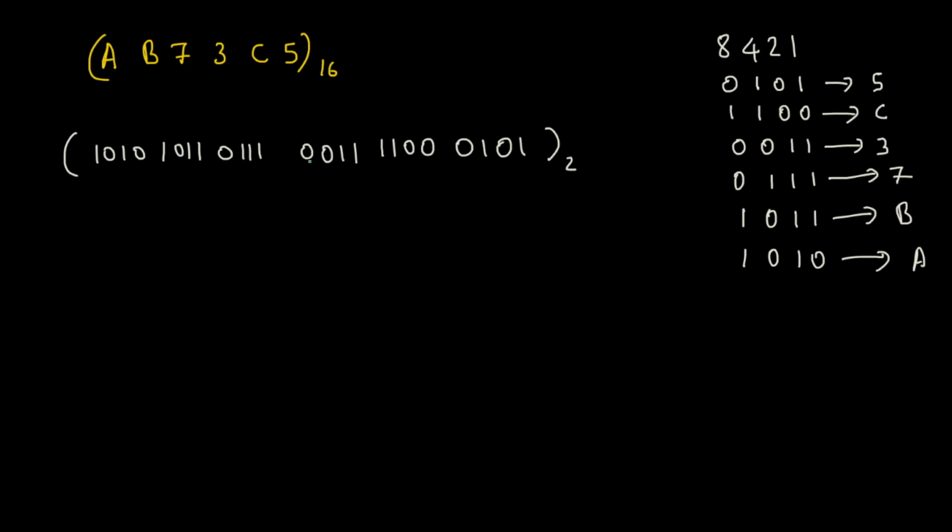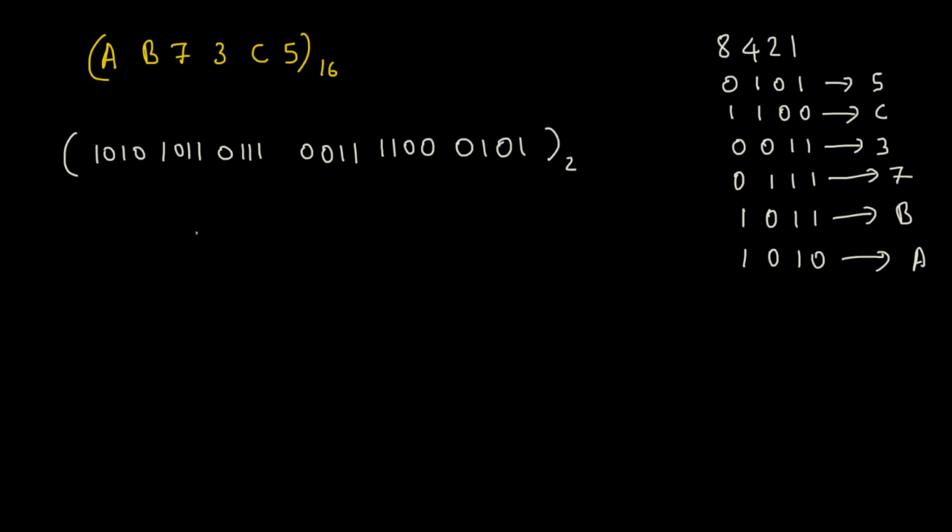There's a longer method. You can convert this to decimal and then divide it by 2 until you get 0. That's going to be very, very long for such a big number. So this is a shortcut. You just have to know this system.